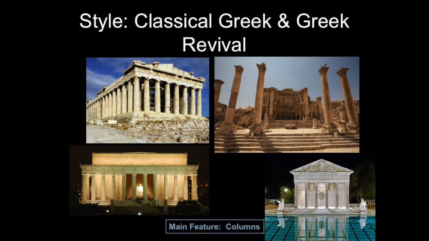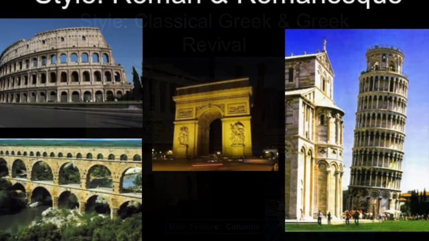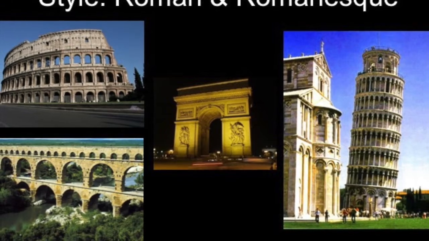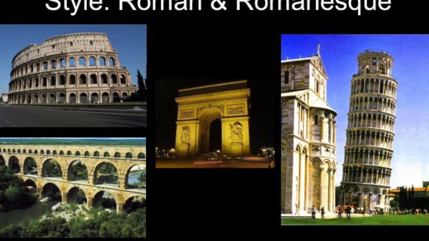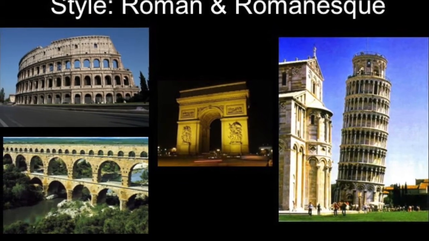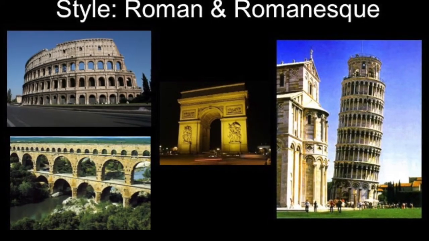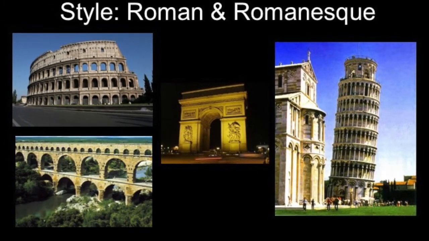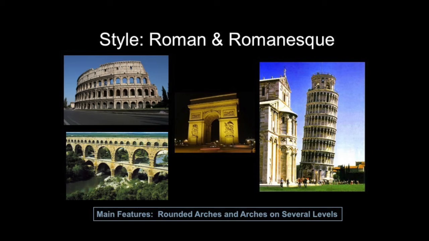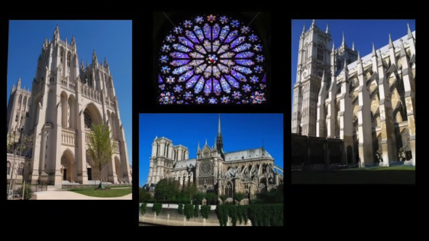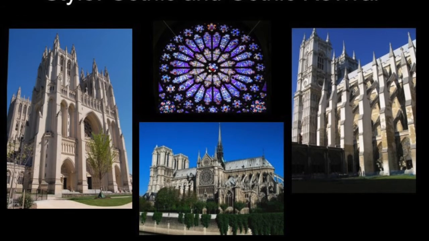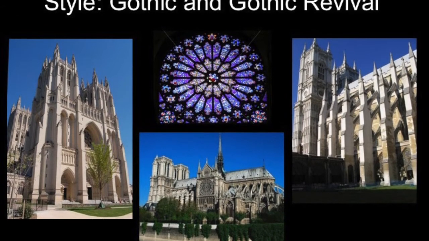Do you recognize any of these buildings? Roman and Romanesque architecture is shown here. The Romanesque style refers to later architecture which copied the old Roman buildings or used elements of that style. The main characteristic of Roman architecture is the arch, which allowed for more support for multiple floors or the heavy weight of transporting water. Here we have some examples of Gothic and Gothic Revival architecture.